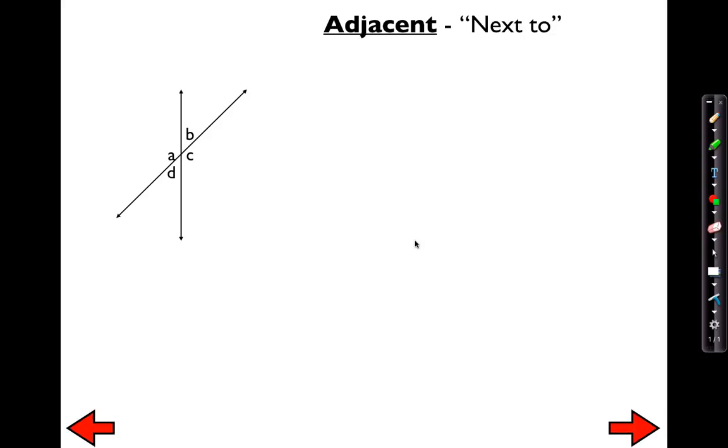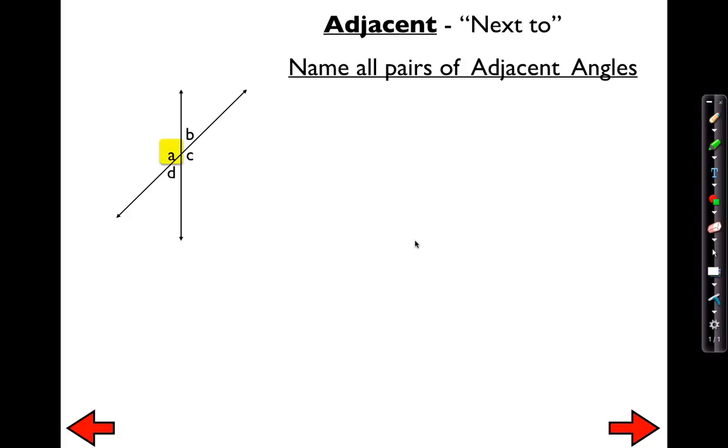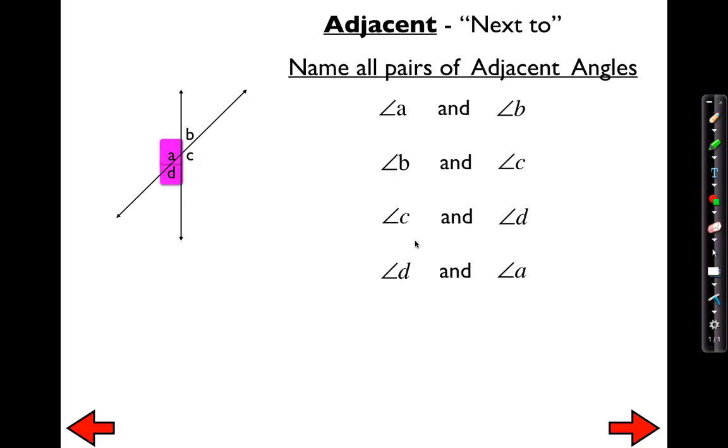Now adjacent, again, adjacent means next to. So if I was asked to name a pair of adjacent angles, I have some options. I can say A and B are adjacent angles. I can also say B and C are adjacent angles. I can say C and D are adjacent angles. And last but not least, I can also say D and A are adjacent angles.